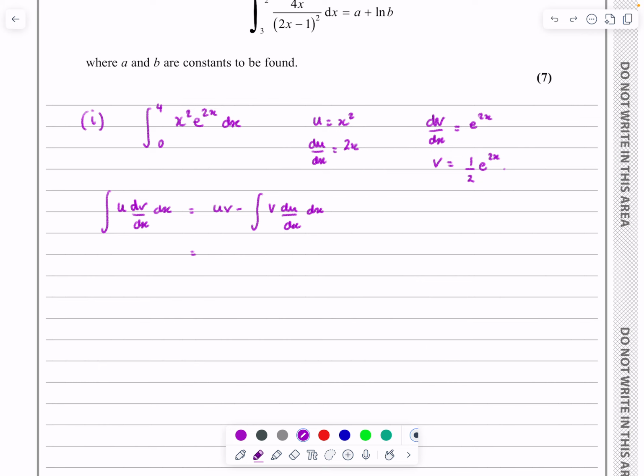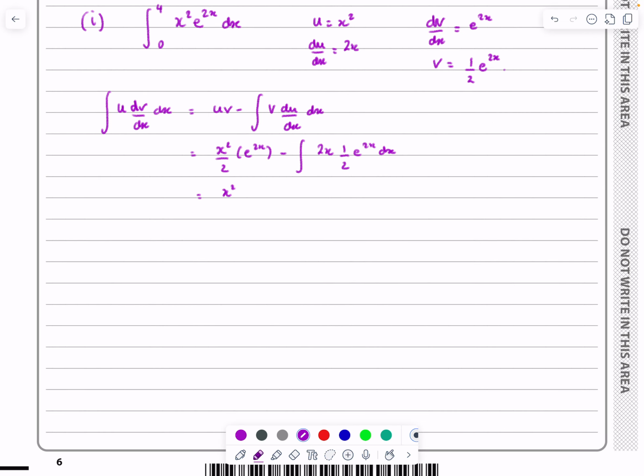So uv is x squared over 2 multiplied by e to the 2x, minus the integral of the bottom two, so 2x times a half e to the 2x dx, or in other words, x squared over 2 e to the 2x, and then that's just minus the integral of x e to the 2x dx. So I knew we'd get something similar to that for that first part. I'm now going to integrate that bit by parts.